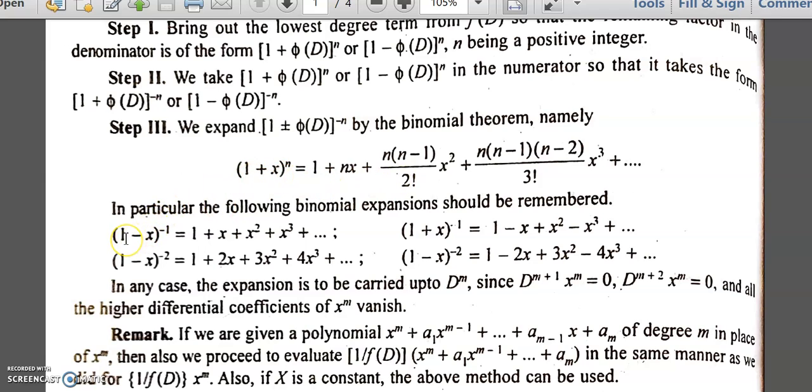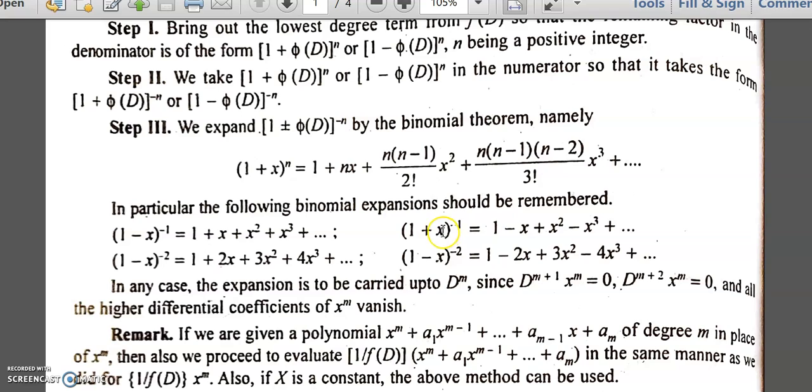Then you also have to know the negative binomial expansion. 1 minus x whole to the power minus 1 is 1 plus x plus x square plus x cube plus and so on. Then 1 minus x whole to the power minus 2 is 1 plus 2x plus 3x square plus 4x cube plus and so on. So when the power is negative, the terms are all plus. And for 1 plus x, the signs alternate, minus plus.